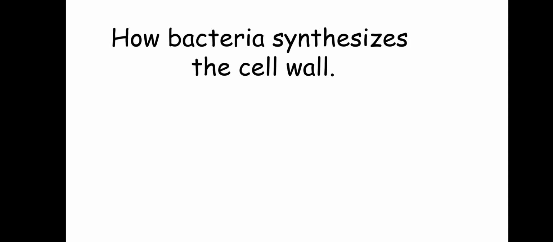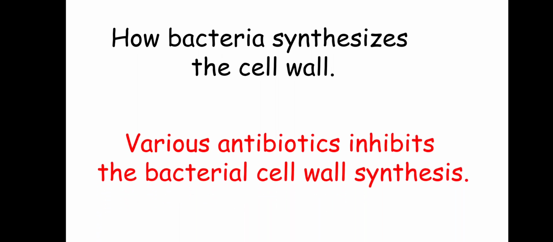Now first of all we shall check how the bacteria synthesizes the cell wall, what steps are involved in bacterial cell wall synthesis, and then later we will find how various antibiotics inhibit it. See, we have different antibiotics that interfere with different steps of the cell wall synthesis. So first of all, we shall check how these bacteria are synthesizing their cell walls.